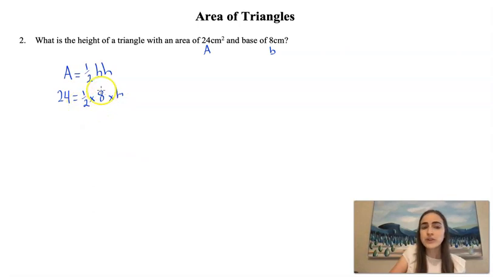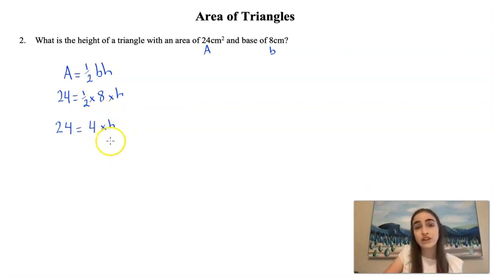All right, the next step we can do is figure out this half times 8. So we're going to leave our 24 on the left-hand side there. Half times 8 is 4, and we've still got our times H there. Now we want to figure out what this H is, so we want to get it on its own, which means we need to get rid of this 4. So to do that, because it's a times by 4, we're going to divide both sides of our equation by 4.